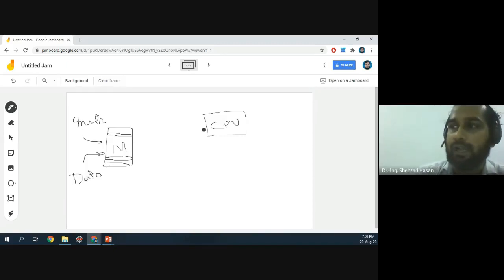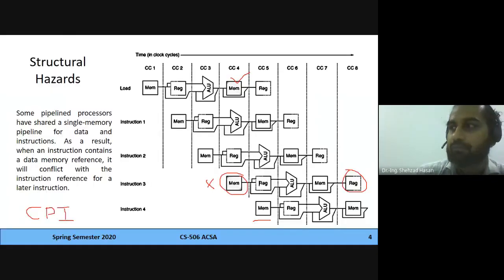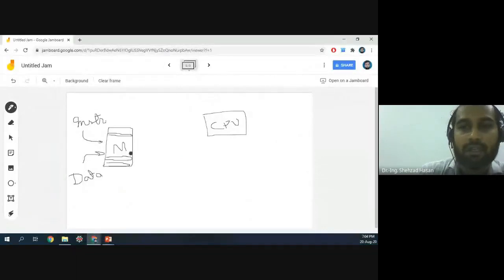So the CPU is going to generate an address, and there are two things happening at the same time. Both these operations are going to generate addresses. Load is going to generate an address, and instruction 3 is also going to generate an address. But what's happening over here is we just have a single memory, and the CPU cannot generate two addresses at one time. So one way is to stall it.